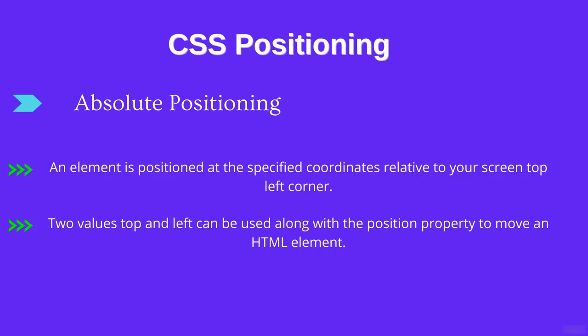So on the basis of the coordinates which you will pass, the particular element will be positioned at that location. As it is mentioned, the element is positioned at the specific coordinates related to your screen's top left corner, right? So the top left corner will be taken from the coordinates. Two values, top and left, can be used along with the position property to move an HTML element.